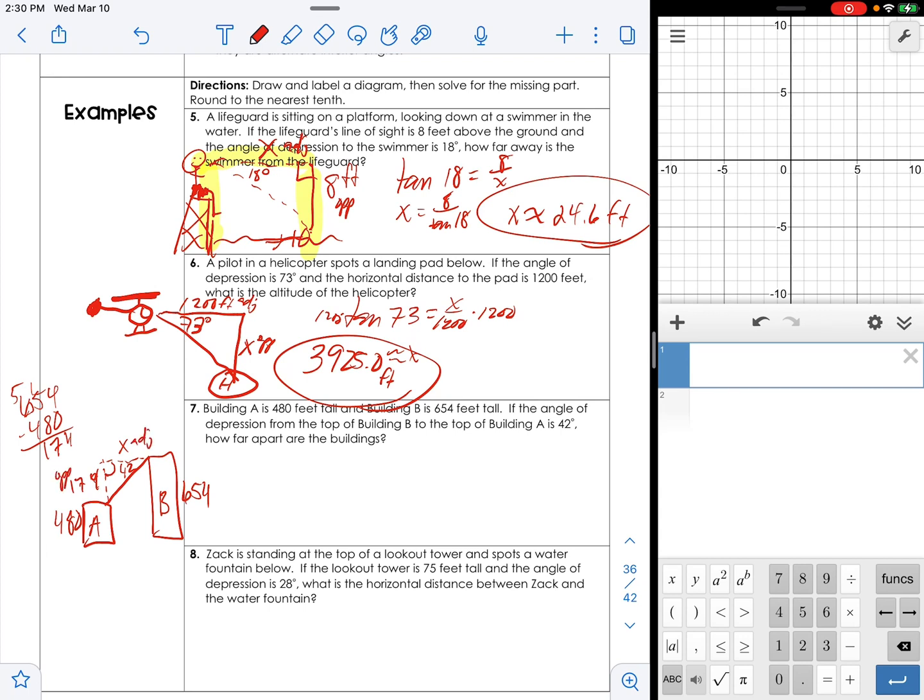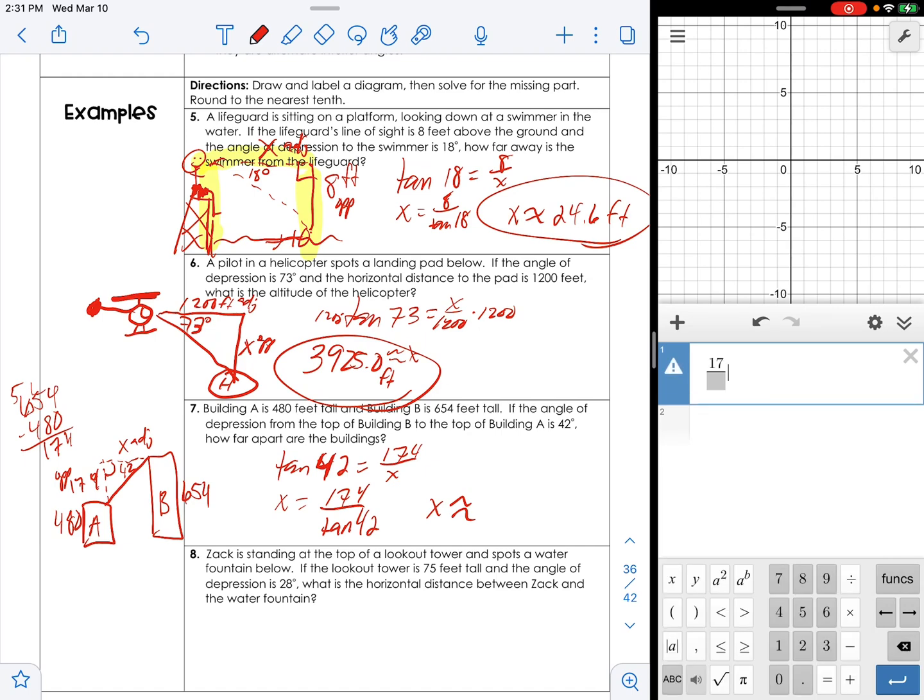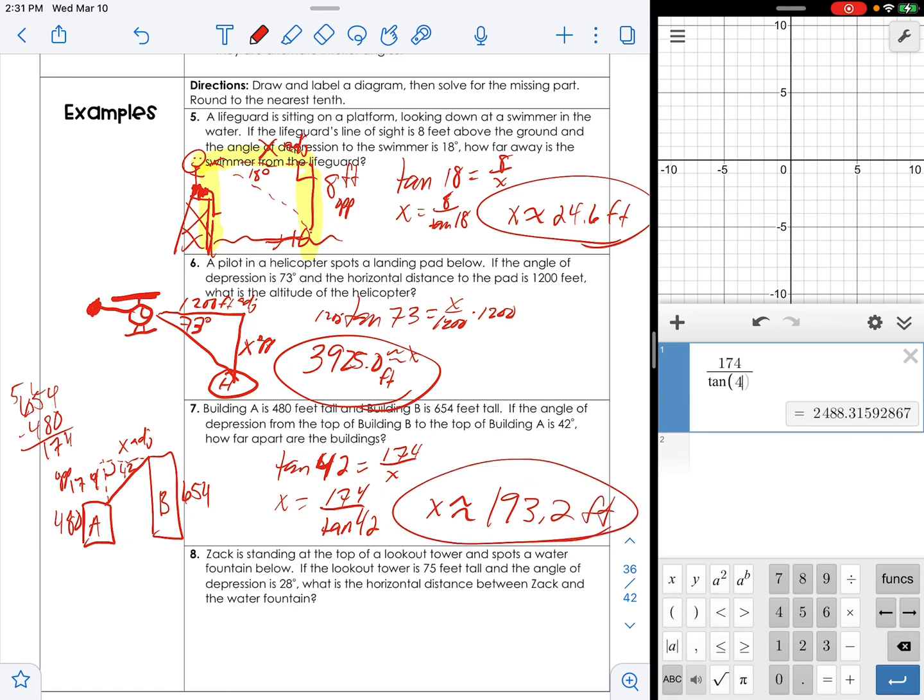This is also opposite, which makes this adjacent. OA, so the tangent of 42, that's a 4, I promise, equals opposite 174 over, we don't know. Do that one-ratio switch. X equals 174 divided by the tangent of 42. So x is approximately, that's 174, need to divide. Should have been a 4. Let's back it up. There we go. 174 divided by the tangent of 42 degrees. That's 193.2 feet separated.